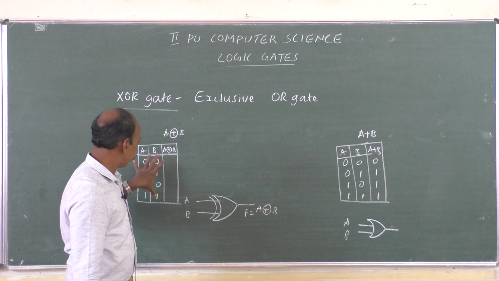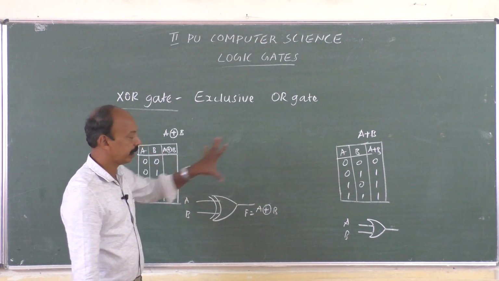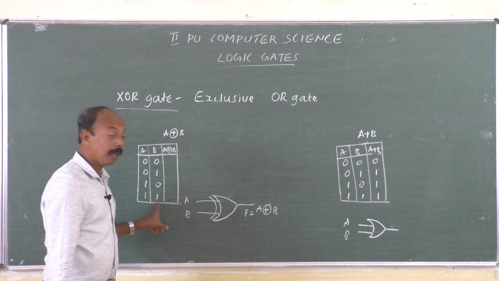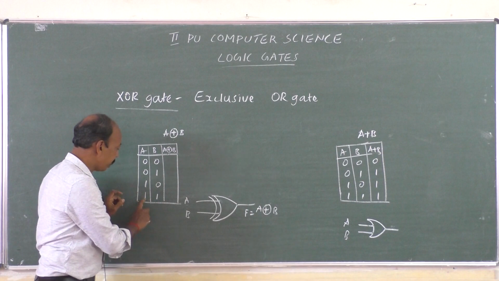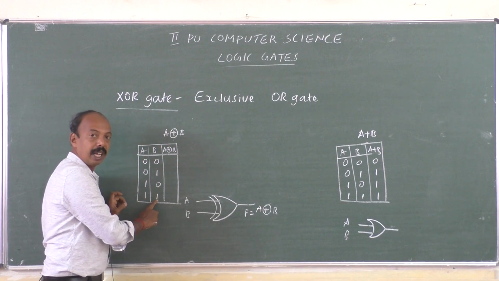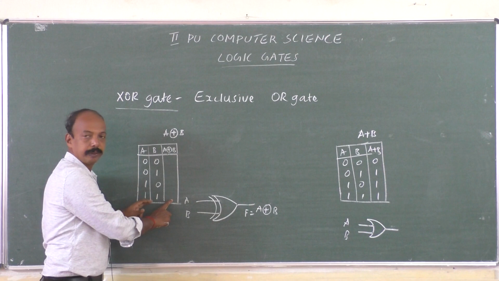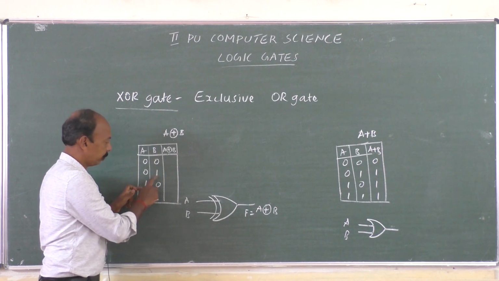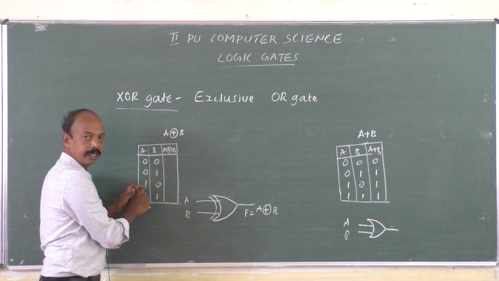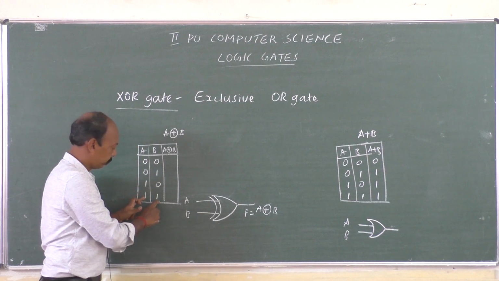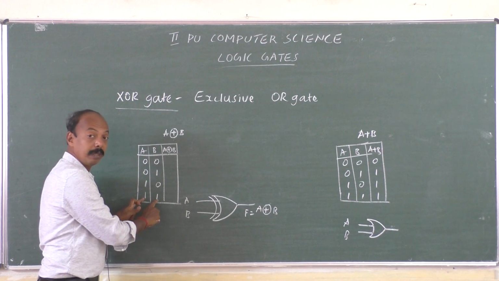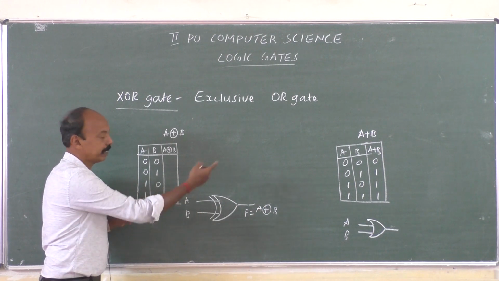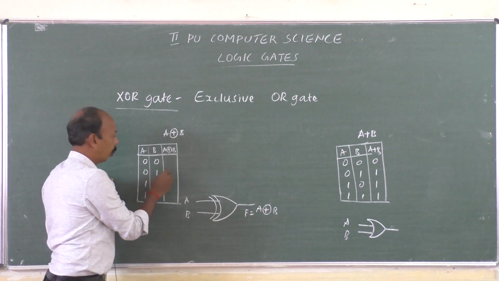It works just like the OR gate, with one difference. Whenever we have an even number of inputs as 1, the output will be 0. If it is an odd number of ones, like here, only one 1 is there. Here also there is only one 1. Here we have 2, so this makes it an even number of ones. It will be 0. Otherwise it is just like the OR gate. For 0 and 0, obviously it is 0.